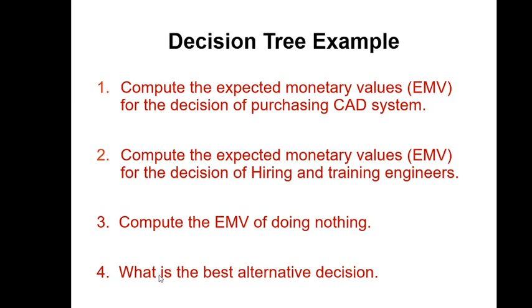Now, of course, after we compute the two options here, and this one is of course 0, we will select the best alternative. Our best alternative will be the highest EMV. Okay, let's start looking at the solution.